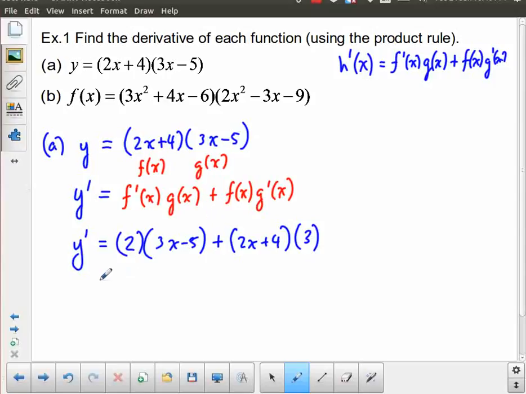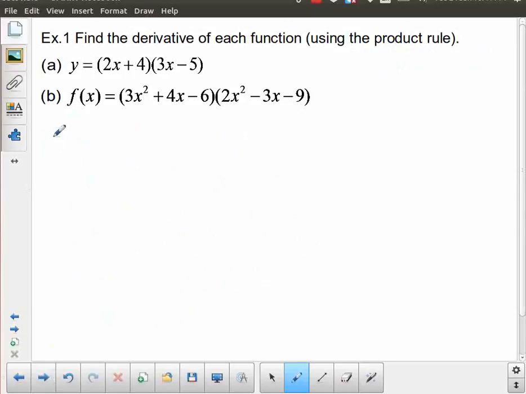Now I'm going to expand and simplify this, so I end up with 6x minus 10, plus 2x times 3 is plus another 6x, and plus 4 times 3 is plus 12. I end up with 6x plus 6x is equal to 12x, and negative 10 plus 12 is plus 2. So there is my final answer: 12x plus 2 is the derivative.